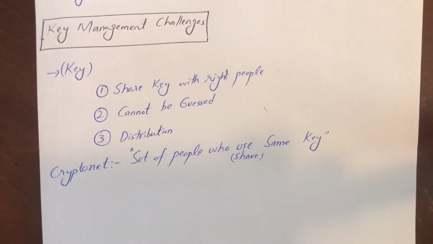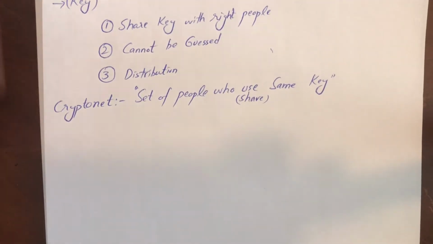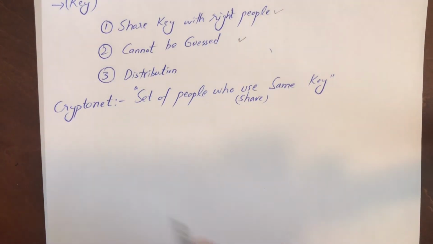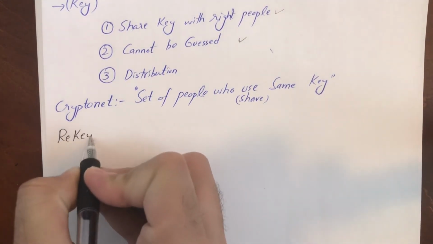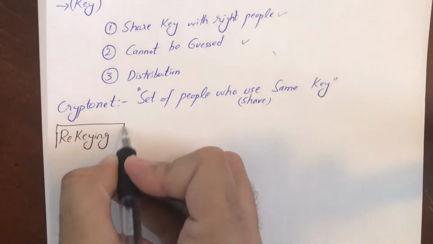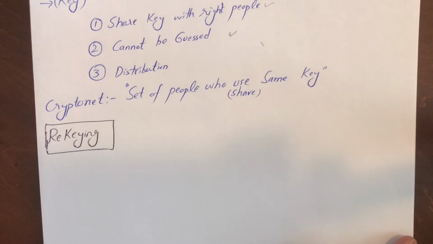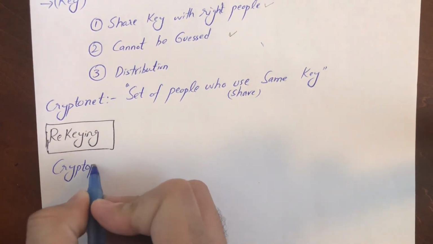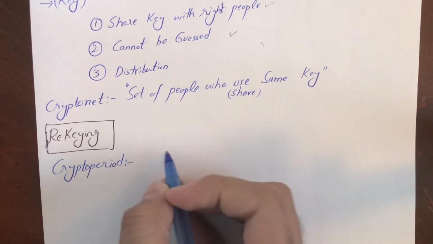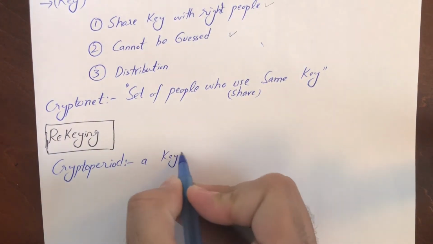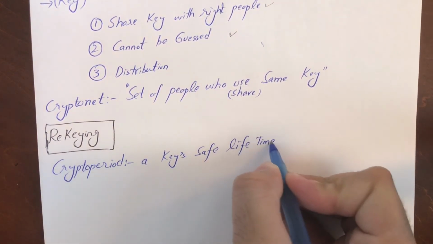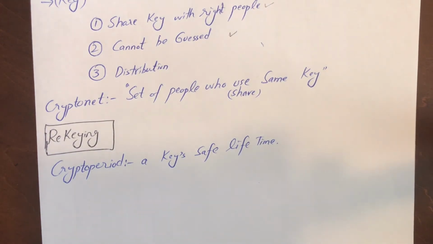Next, there is a term which is called rekeying. So now we are clear about it. These are the problems. We'll talk about all these problems one by one. Rekeying means when to change the key. Like, should we change the key after each session? Should we change the key after 1 year, 2 years, and all that stuff? There is a term called crypto period. Crypto period is basically a key's safe lifetime, when we need to change the key.